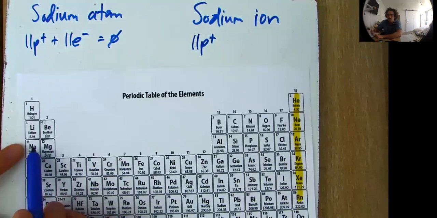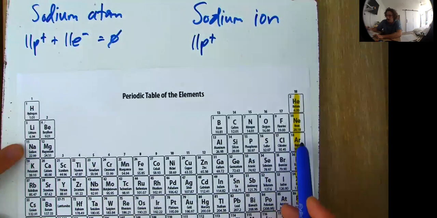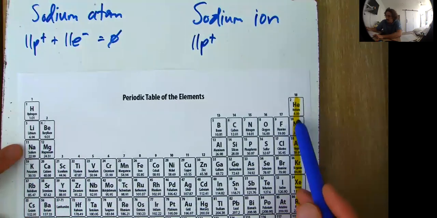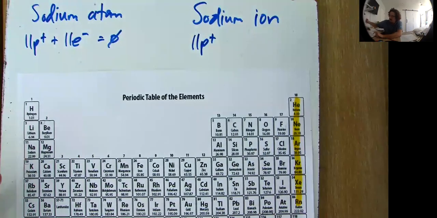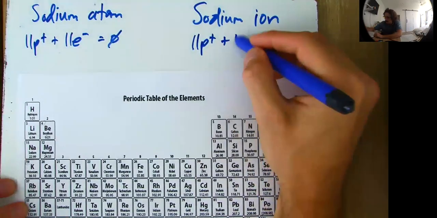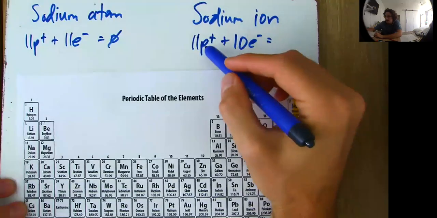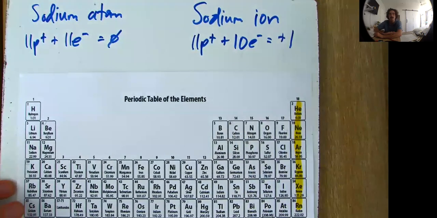Now we should ask ourselves, which one is the closest noble gas to sodium? Now you might go along the row and go all the way up here, but that would be incorrect because actually the closest noble gas to number 11 is number 10, not number 18. So sodium ion has 10 electrons. And if you add those up, 11 positives plus 10 negatives, guess what? We have a +1 charge. And you need to write it like that with a +1 sign.